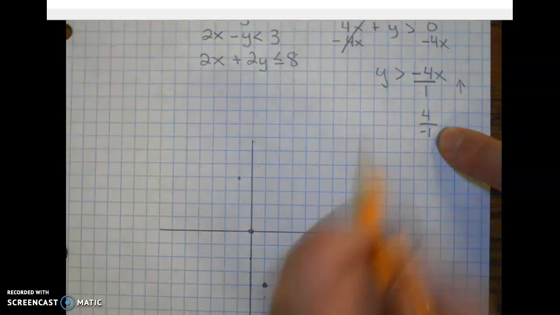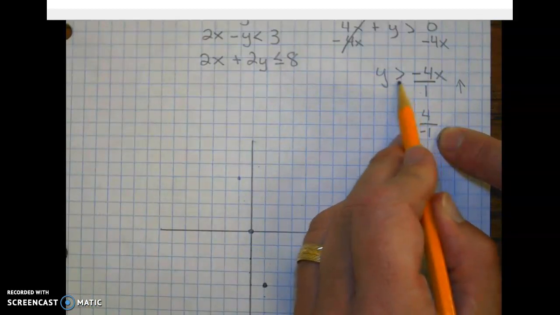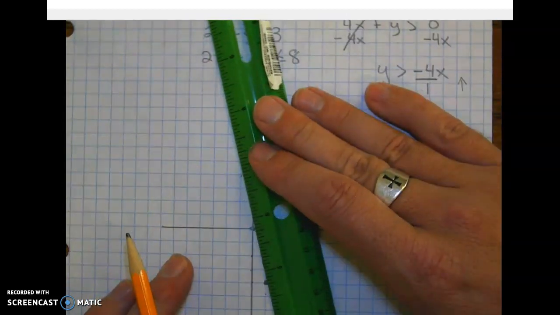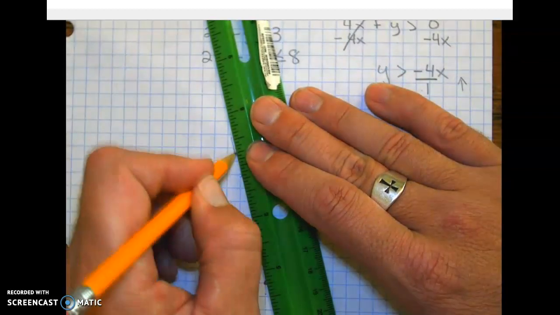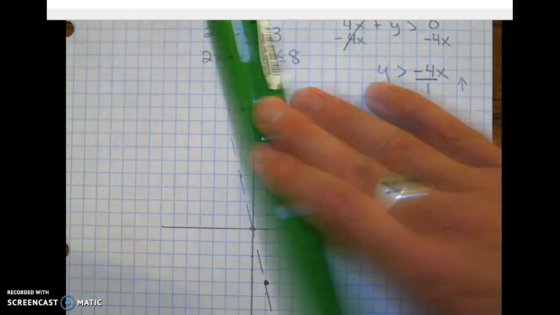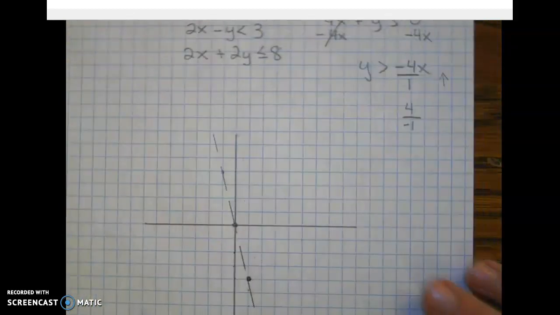So now keep in mind that there is not an equal part here. There's not a line under here. So since there is no line, there will be no solutions on this dashed line. No solutions. Okay? All right.